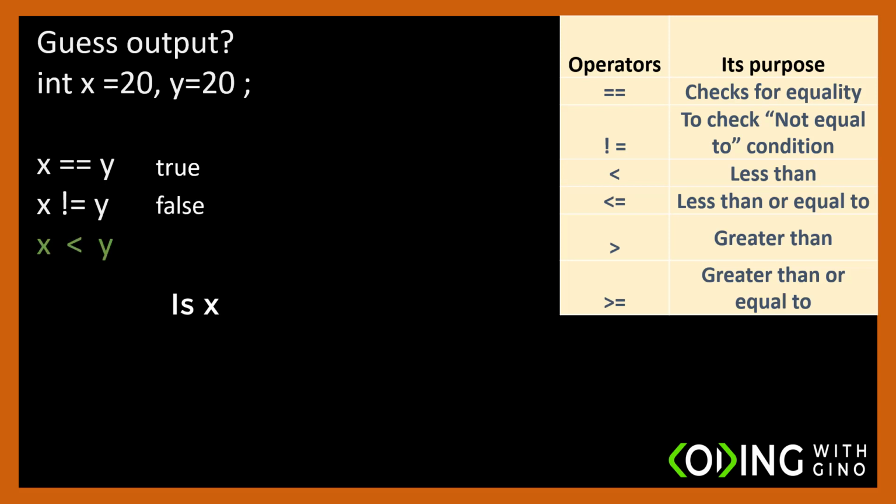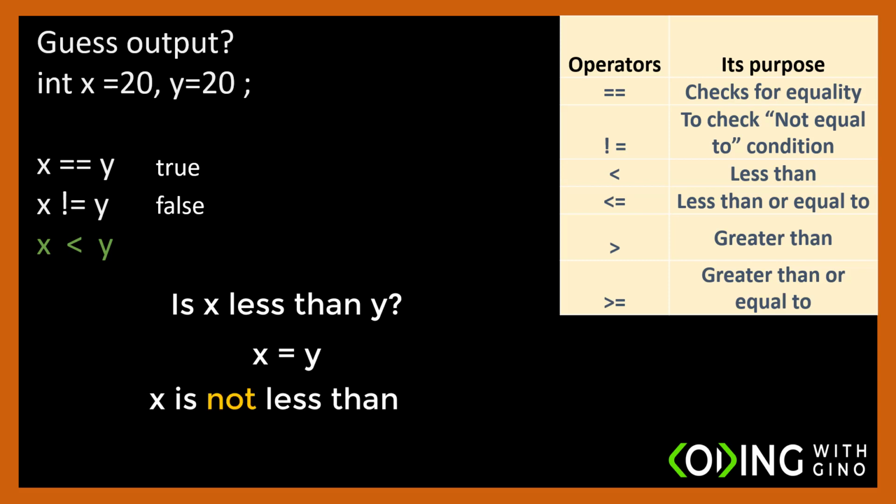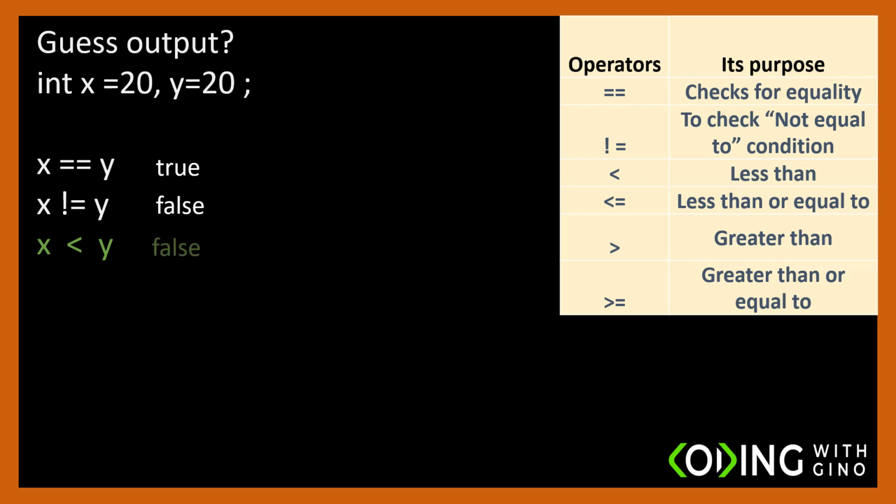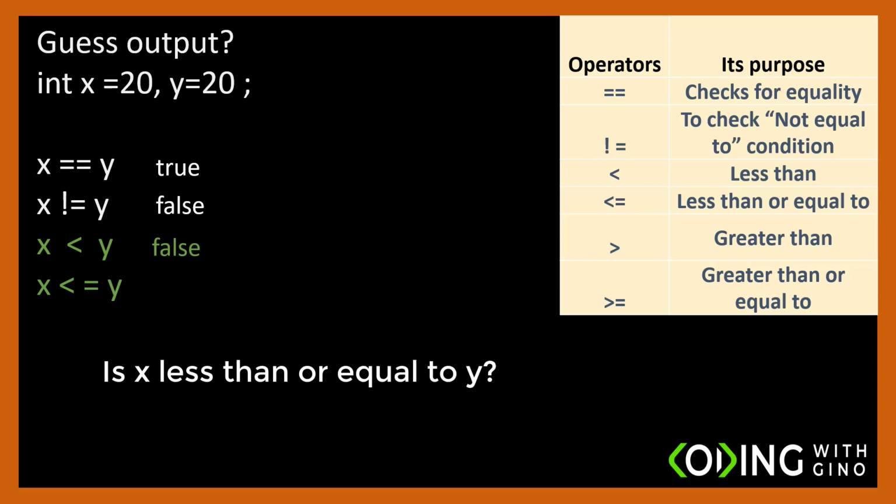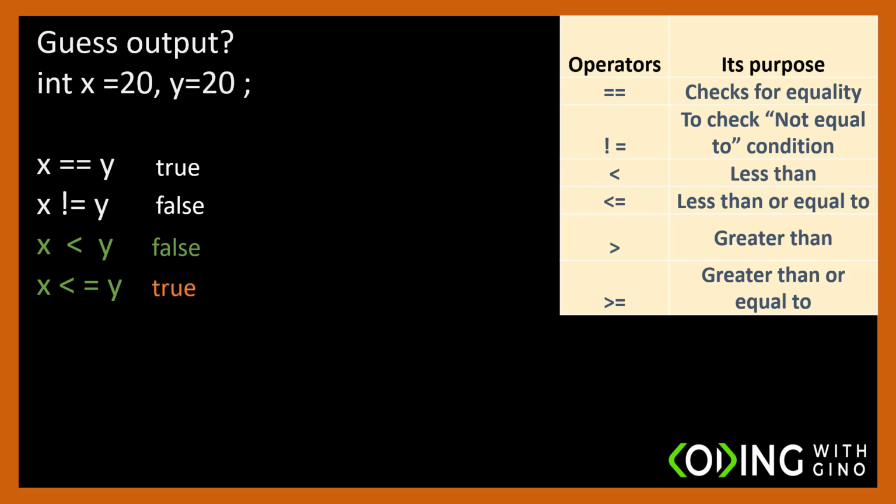Next, is x less than y? They are both equal, so x is not less than y. Hence, this is false. How about this? Is x less than or equal to y? X is not less than y, but it is equal to y. So, this one is true.